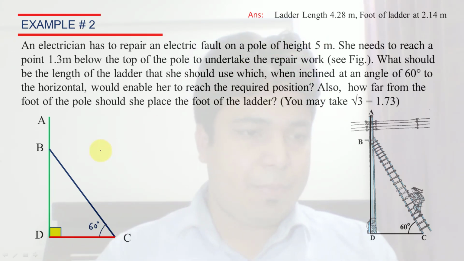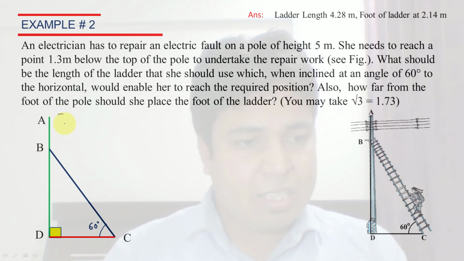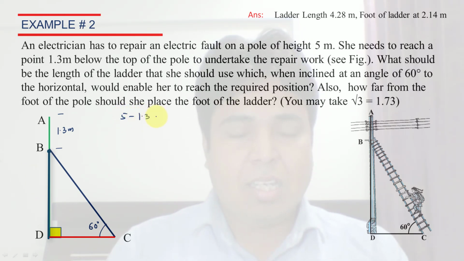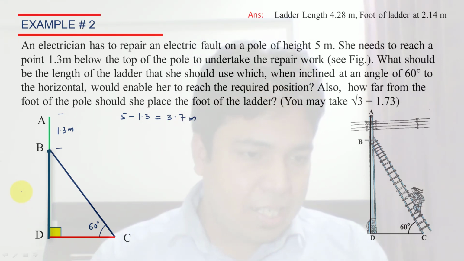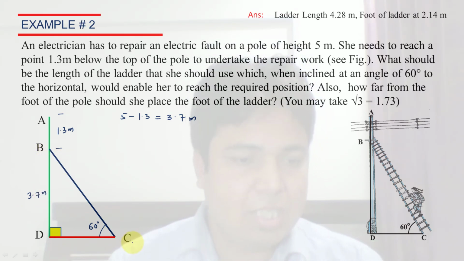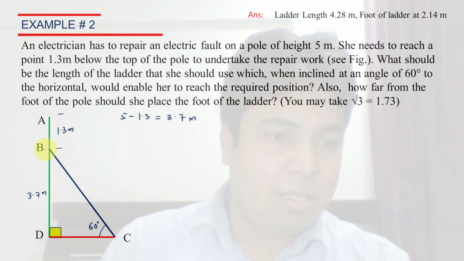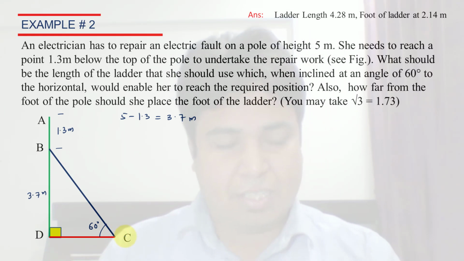The height of the pole is 5 meter, and this length is also given, it is 1.3 meter, and the total height of the pole is 5 meters. So BD length must be equal to 5 minus 1.3, that is 3.7 meter. So this length is 3.7 meter. Now we need to find the lengths BC and DC both.